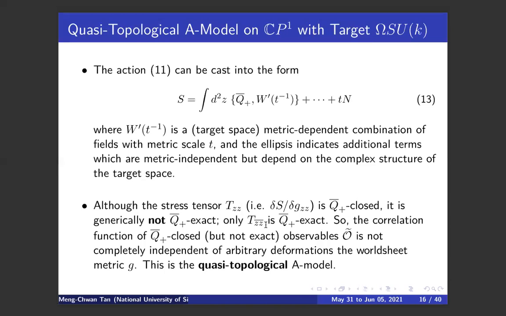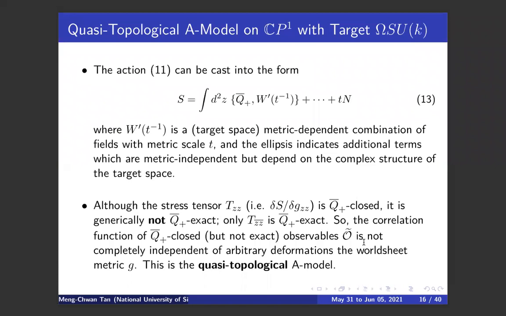So what this means is the following. If you look at the correlation functions of Q closed but not exact observables, the reason why we don't consider Q exact observables is that the expectation value is 0 because they are Q exact. If you look at just the Q closed observables O here, they won't be completely independent of arbitrary deformations of the worldsheet metric G. In other words, the observables are not coordinate independent. They depend on Z.